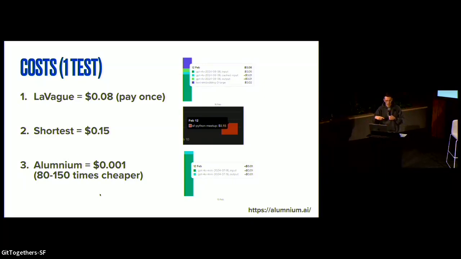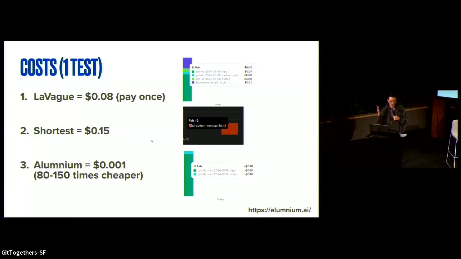And as I was trying to measure the costs for Alumnium for this particular test, it was actually less than 1 cent, and OpenAI did not show it to me. I had to export the data, and it was basically around 1/10 of 1 cent for a single test. So depending on how you compare it to others, it's hundreds of times cheaper.